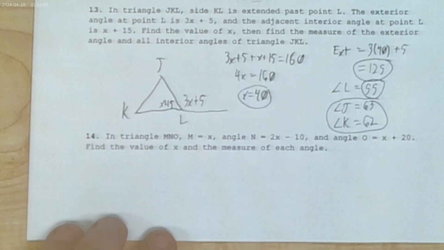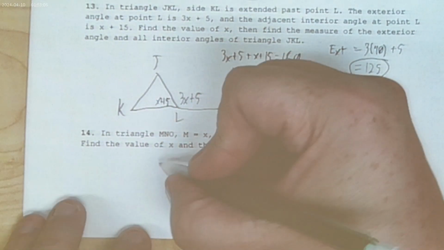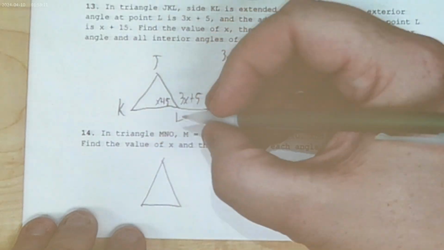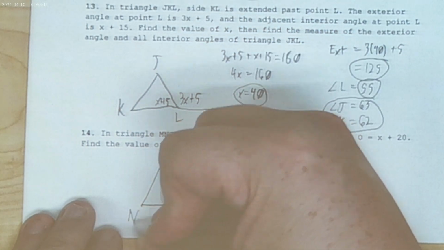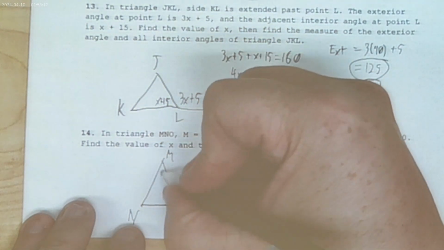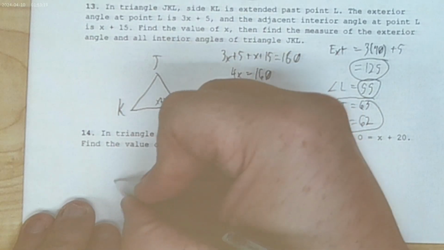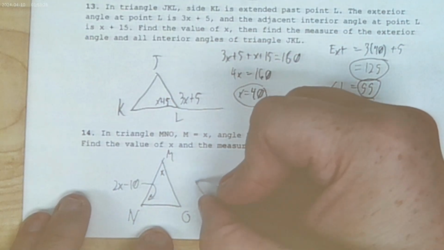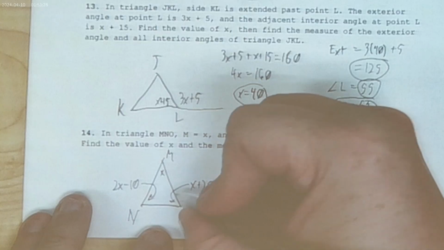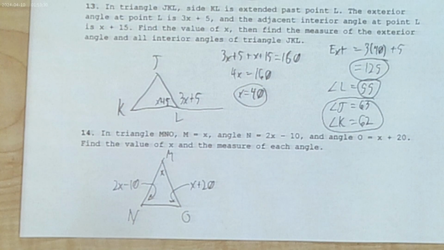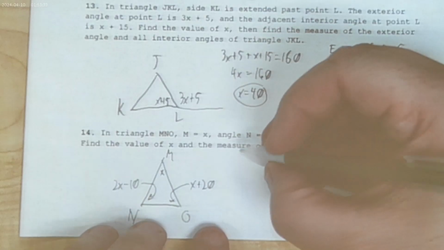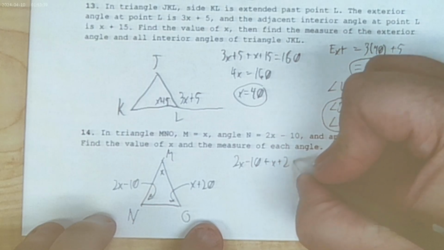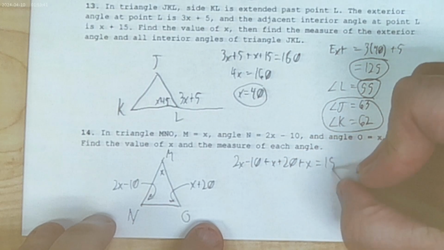All right. So triangle MNO. M equals X, very simple. N equals 2X minus 10. And then O is X plus 20. All right. Find the value of X and the measure of each angle. Oh, well, all right then. 2X minus 10 plus X plus 20 plus X equals 180.